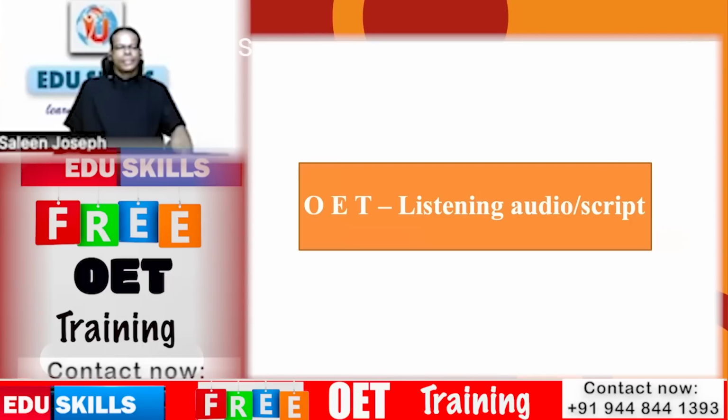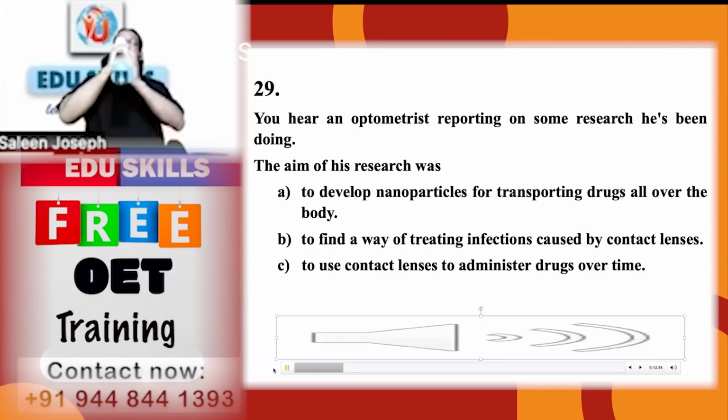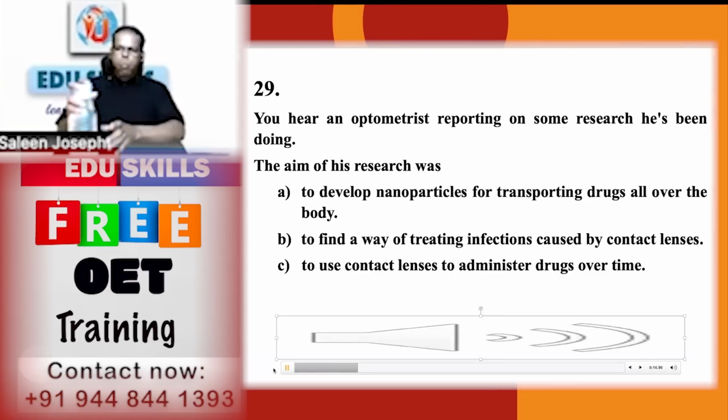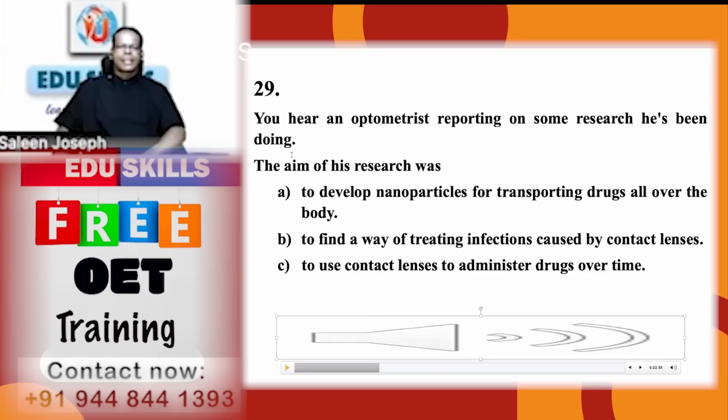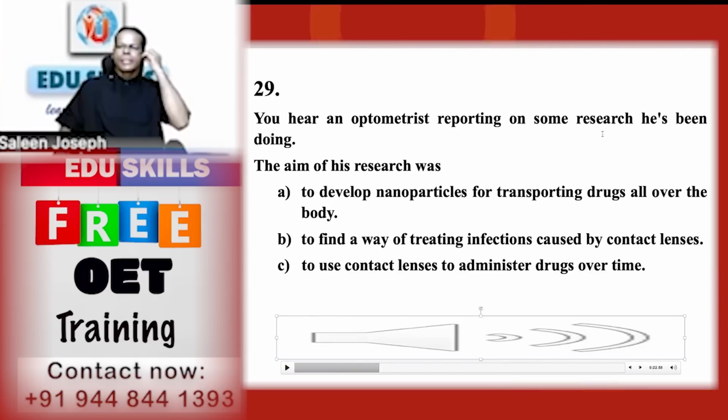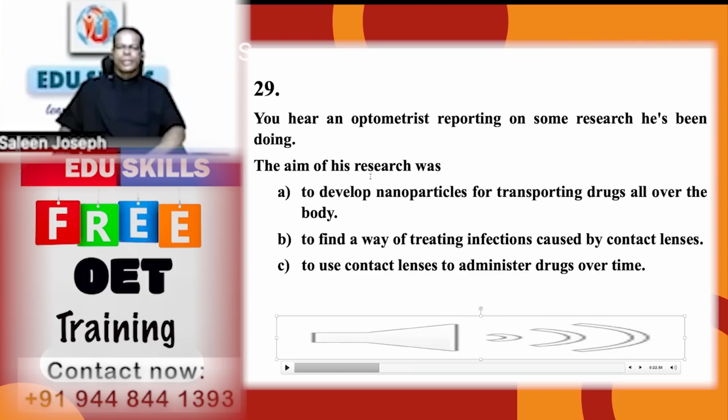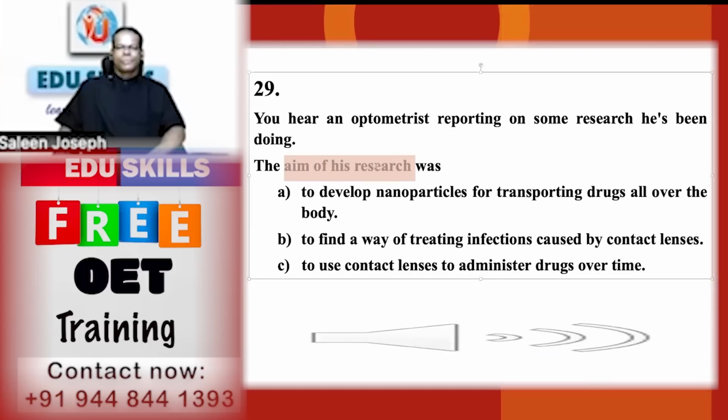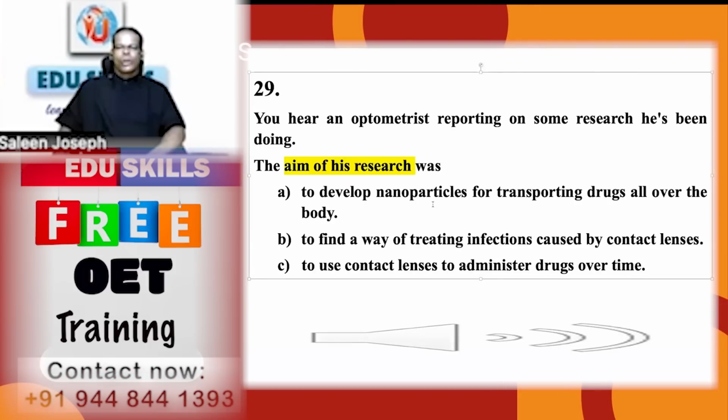We'll go to a listening, since you wanted listening as well. Okay. You hear an optometrist reporting on some research he's been doing. Now read the question. Now let's analyze the question. You hear an optometrist reporting on some research he's been doing. The aim of his research. What is the hedging word? Aim of his research. What is the aim of his research? To develop nanoparticles for transporting drugs.